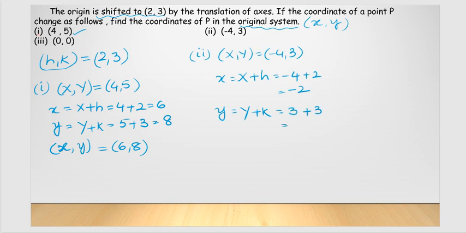K is also 3, so 3 plus 3 is 6. So from this, the point in the original system is nothing but minus 2 comma 6. I hope you have understood. Please try to do it yourself. For 0 comma 0, what would be the original point of translation? Do it and comment in the comment box.